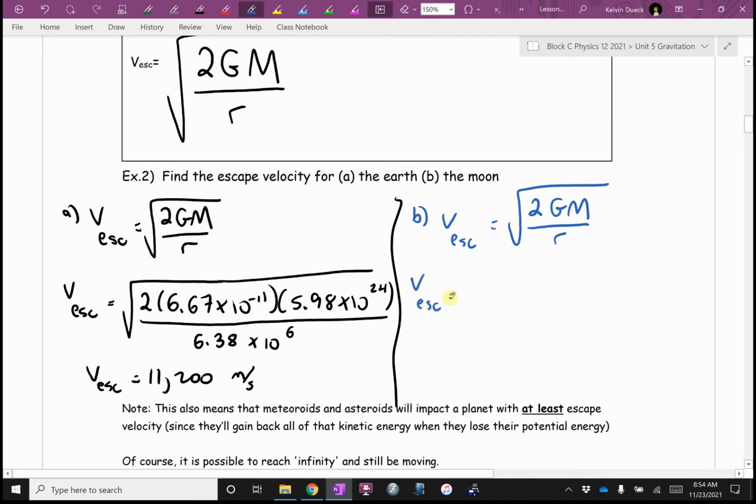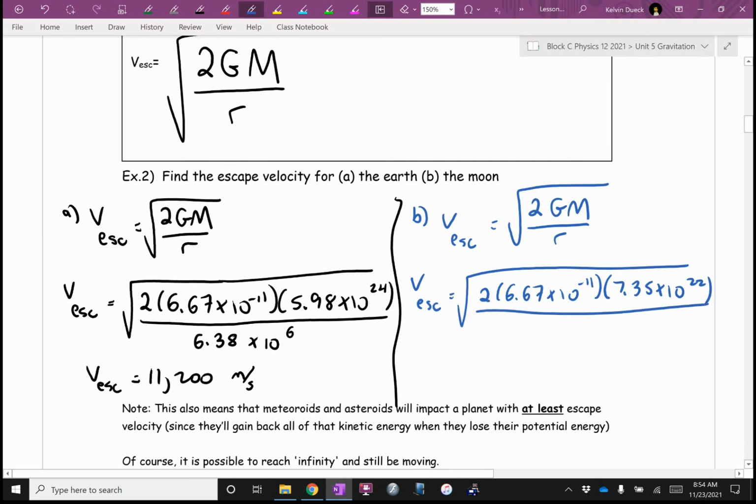I have not memorized these numbers. I know the 2, and the 6.67 times 10 to the negative 11. What's the mass of the moon? It's 7 something times 10 to the 22, 7.35 times 10 to the 22. Radius of the moon? What do you get? Again, all of you should practice typing this and make sure you can get the answer, since you're going to see this in the future.